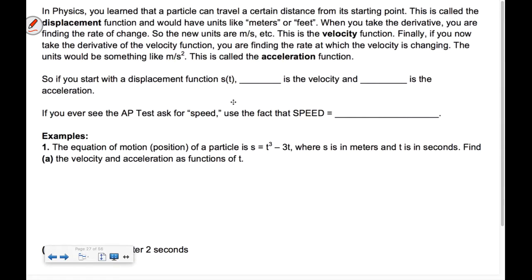Okay, so in physics, how many of you guys have taken physics before? Raise your hand. Does that include taking it right now? Maybe about half of you. Sure, it includes taking it right now. Okay, so you guys know position, velocity, acceleration, right?